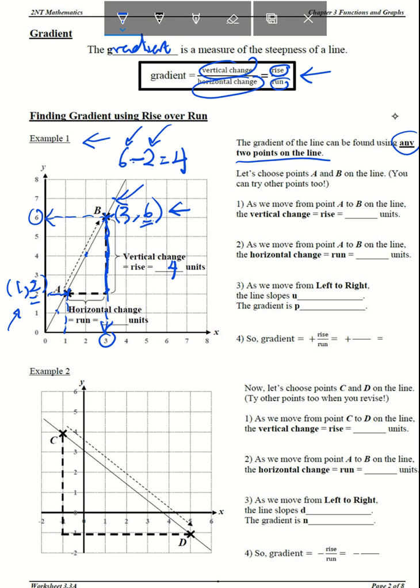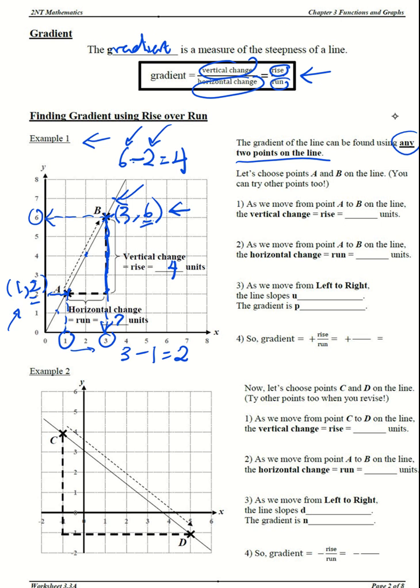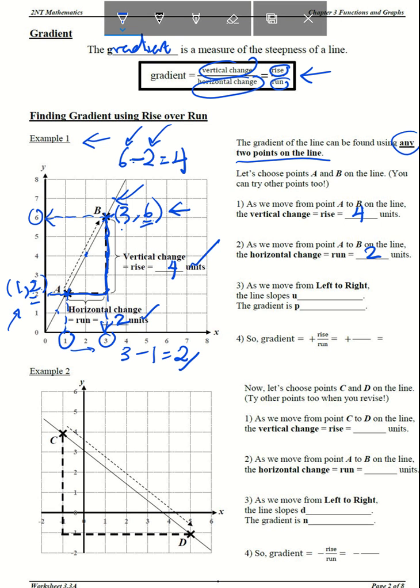Horizontal, we use the x-axis. So the change is from 1 go to 3. So the difference is 3 minus 1. Bigger number minus the smaller number. You get 2. That's why the run is 2. So you can actually count boxes 1, 2, or you can use the coordinates. Okay, 6 minus 2 is 4 and 3 minus 1 is 2. Okay, so I can fill in the blank here. 4 and 2. So the line slopes upwards.